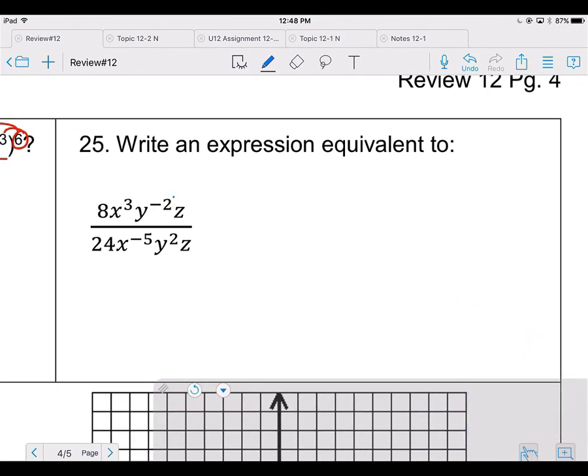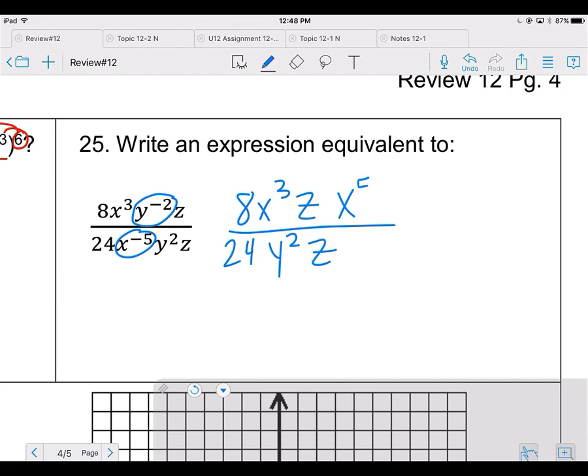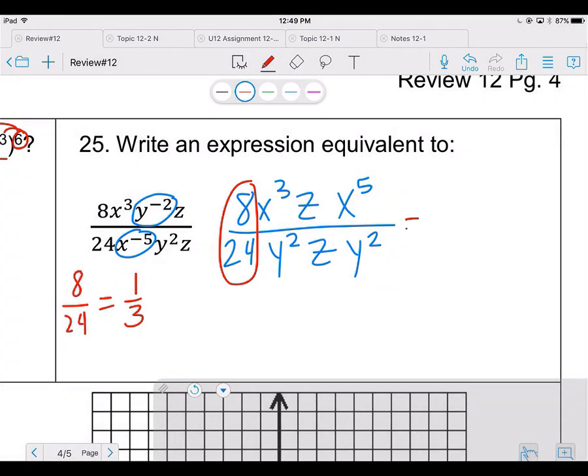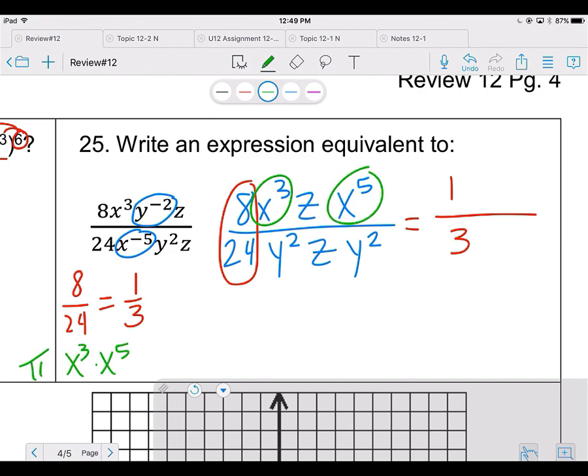25 asks us to simplify this. We have a negative and a negative, so I'm going to rewrite, leaving everything where it is except take care of the negatives. X to the 5 comes up, y squared goes down, and remember, after you move them, they become happy. Numbers, I have 8 divided by 24, and we get 1/3. So when I start my fraction, I will start with 1/3. My x's, I have x cubed times x to the 5th, all on the top. I add my exponents. 5 plus 3 is 8, so I have 8 x's total on the top.